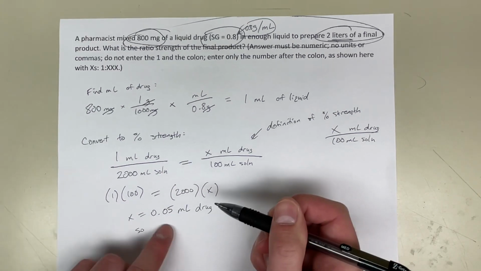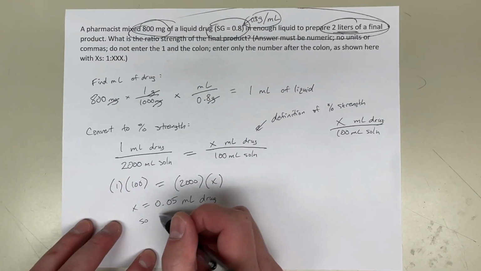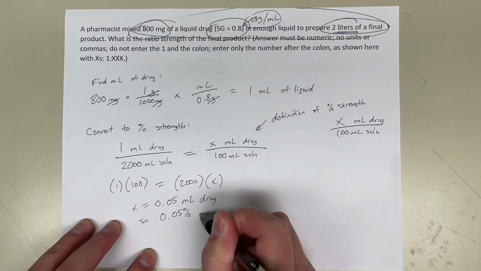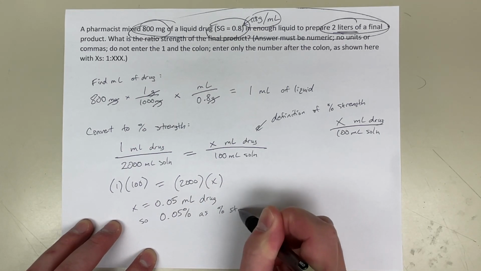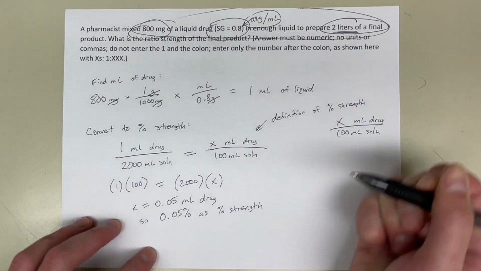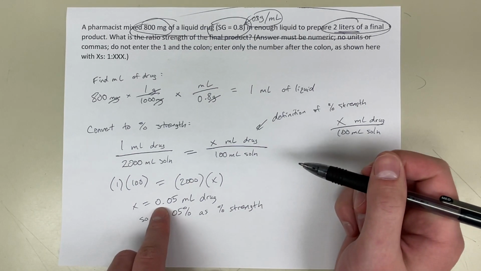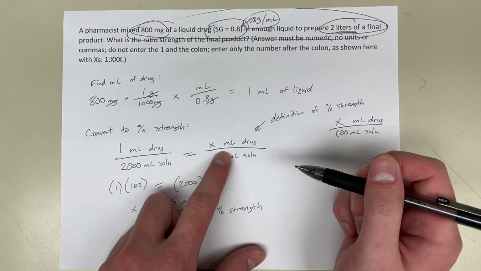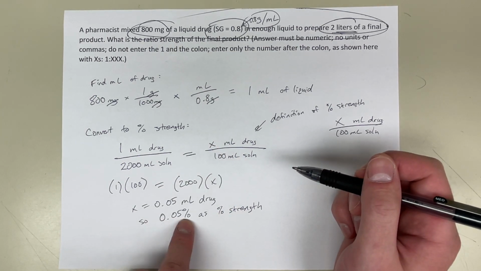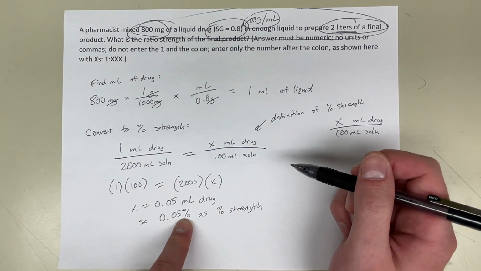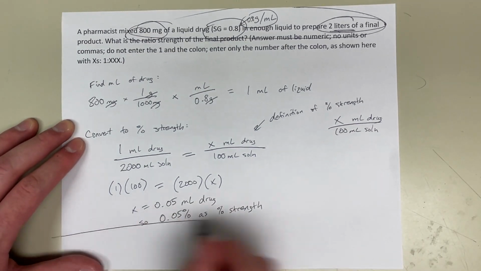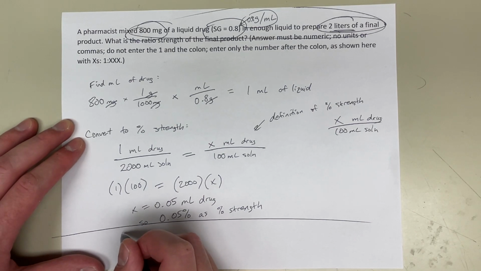So this is the same thing as saying 0.05% as percent strength. Right? That's what this is the same thing. So 0.05 milliliters of drug over 100 milliliters solution. This is the same thing as 0.05% for the percent strength. So next, I'm going to find my ratio strength.